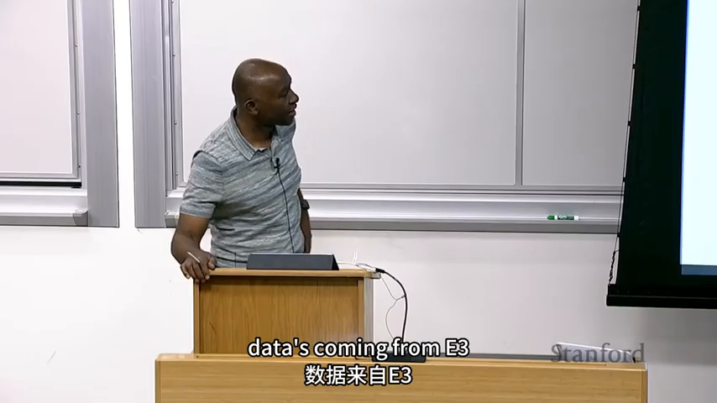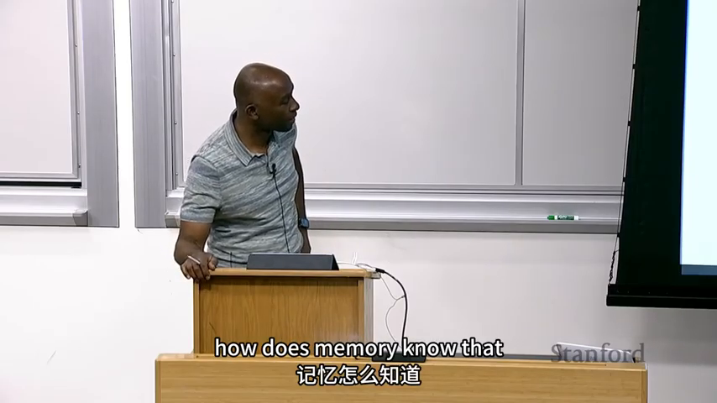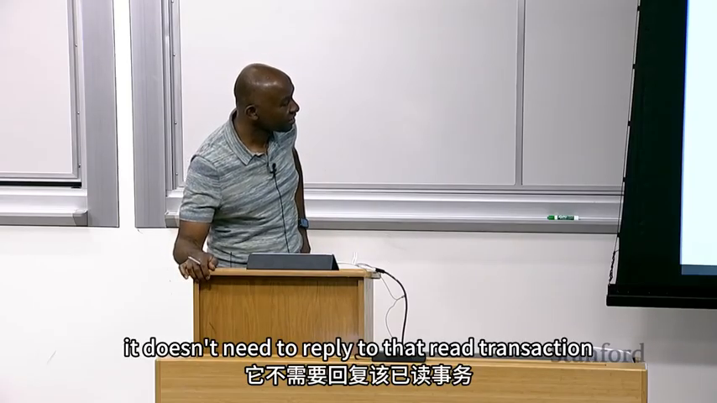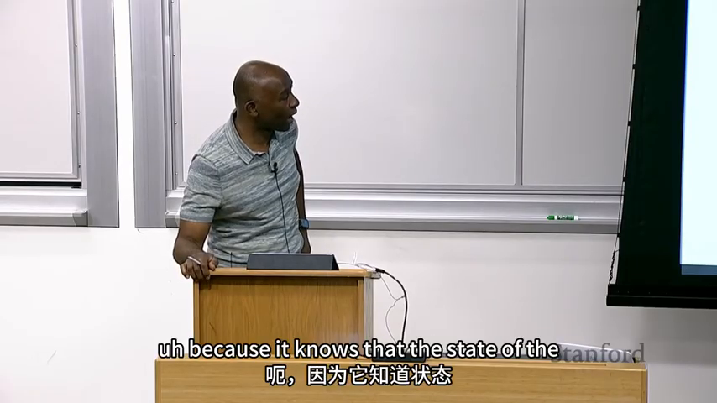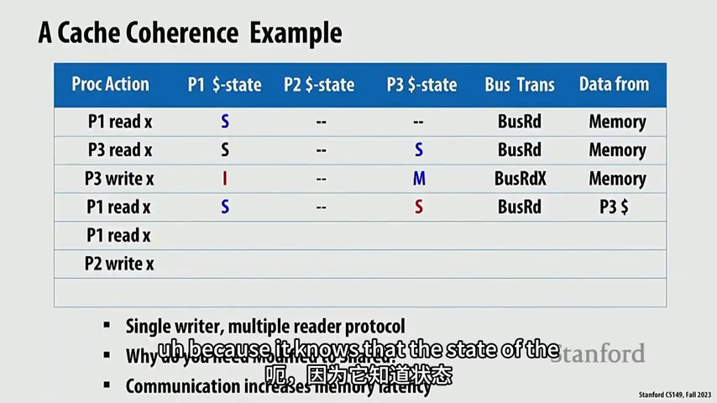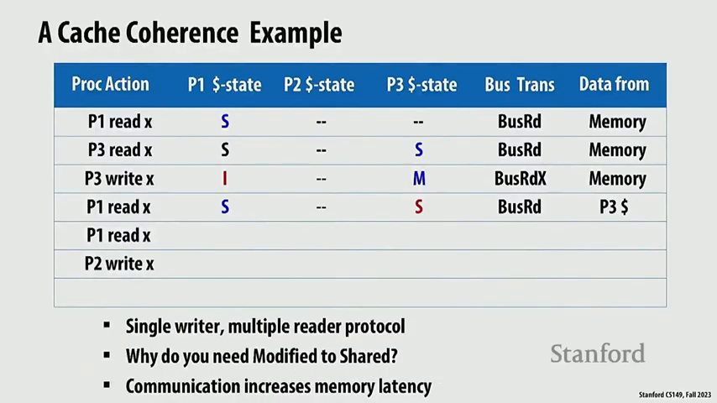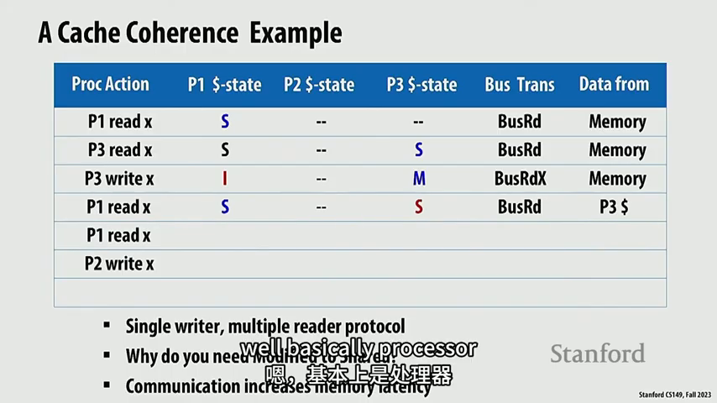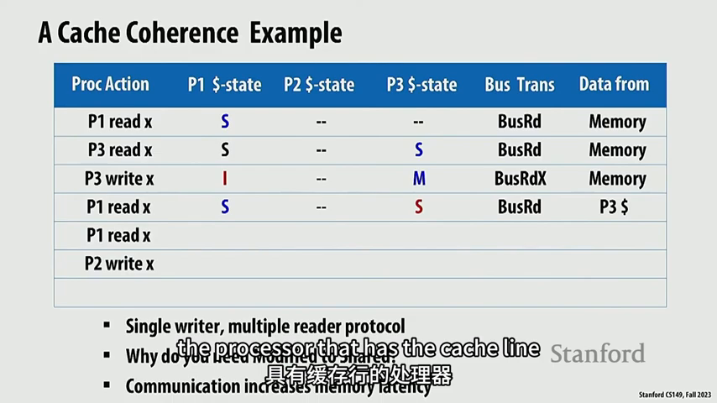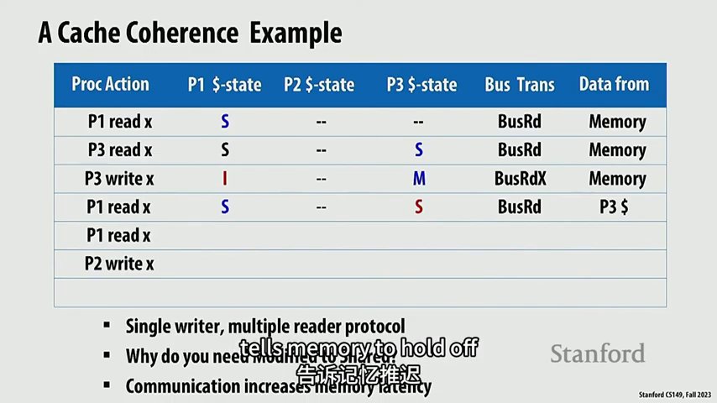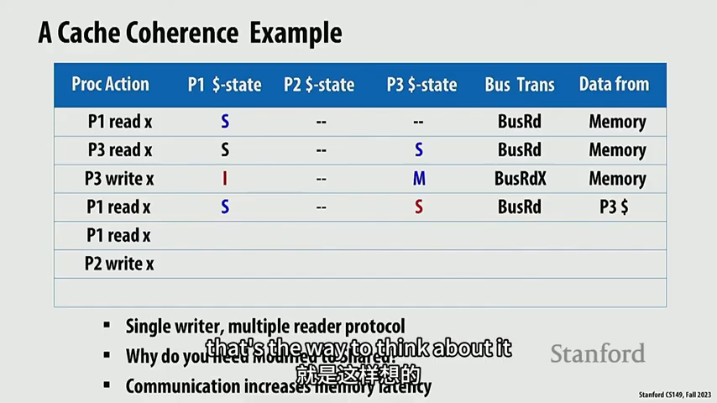Data's coming from P3. How does memory know that it doesn't need to reply to that read transaction? Because it sees the state of the... basically the processor that has the cache line tells memory to hold off. Yeah, that's the way to think about it.